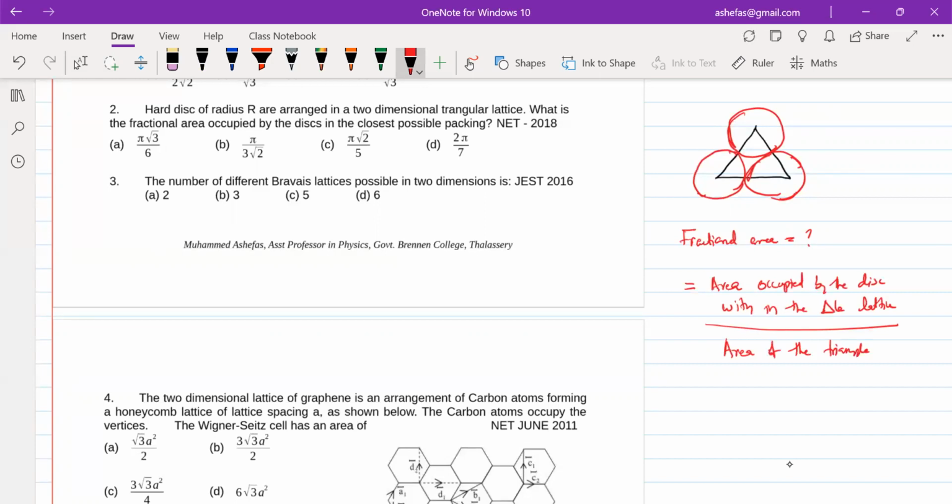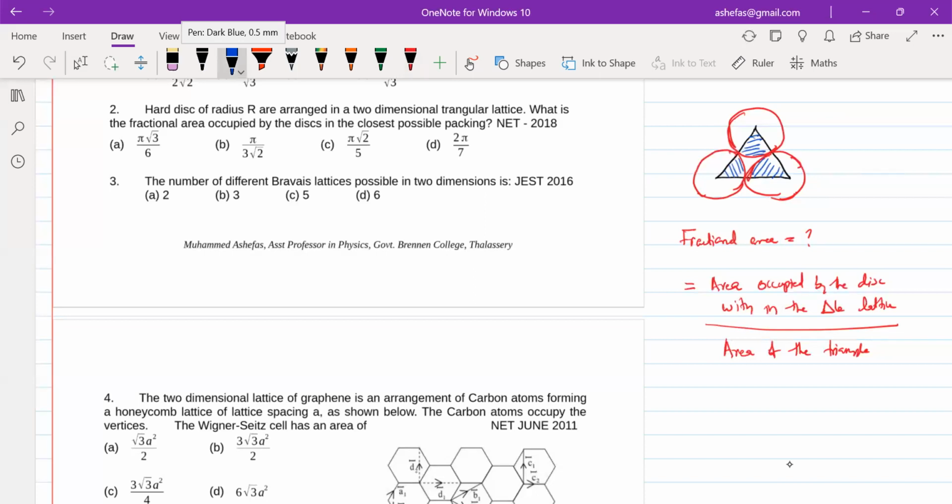Okay. So now the thing is how much area of the disk is occupied within the triangle. That we can easily find out, because if you look here, only this much area of the first disk is inside the triangle. Here this much area is inside, and here this much area is inside.